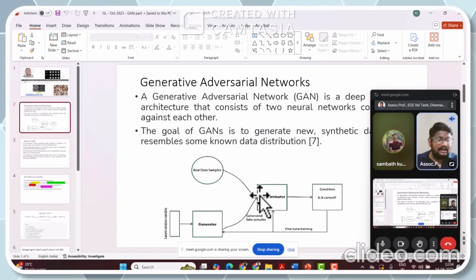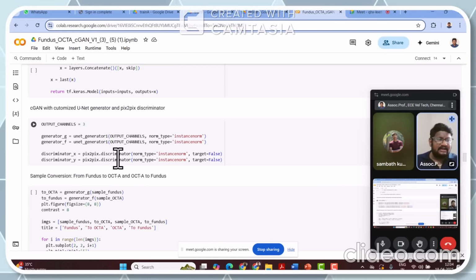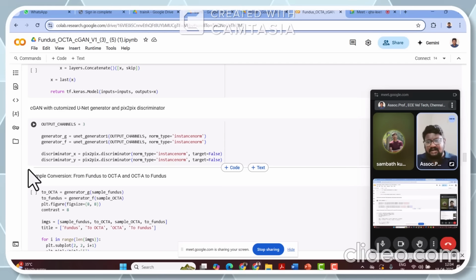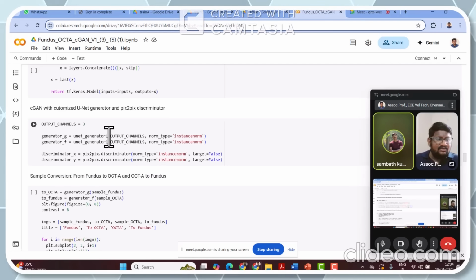So for that also, X means fundus and Y means OCTA. So we are not concentrating on synthesized fundus. We are concentrating only on synthesized OCTA. We are not going back in the reverse direction. So we will be strictly restricted to generator_G and discriminator_Y. So for the generator part, we have used the U-Net generator with squeeze and excitation, with entropy based squeeze and excitation and all that. Those parts will be explained by Dr. Sambat Kumar. And we have a fixed to fixed generator in the discriminator part. So that also will be explained by him.